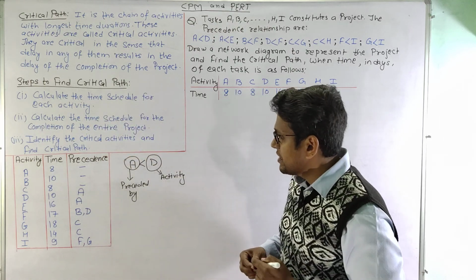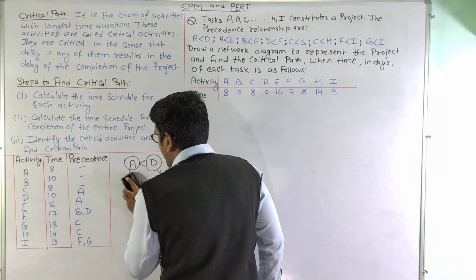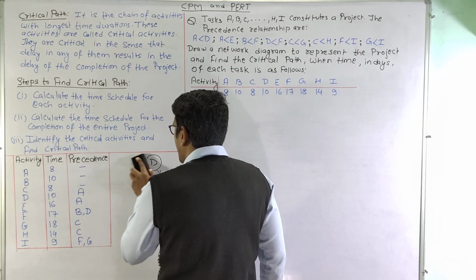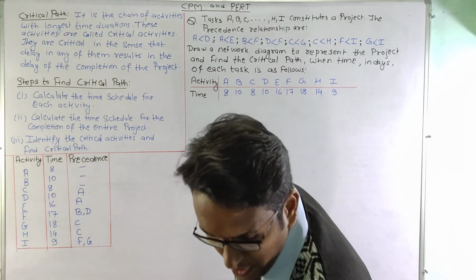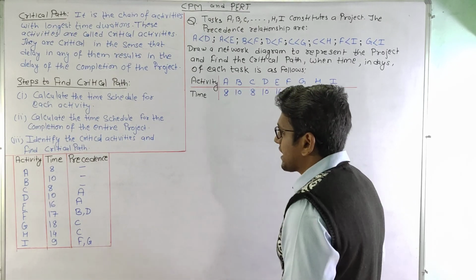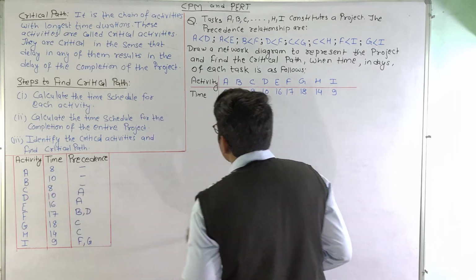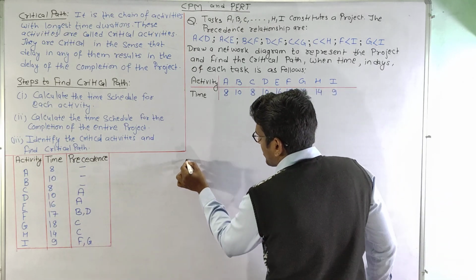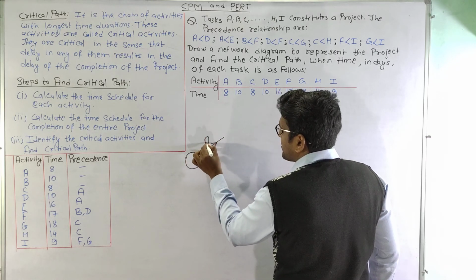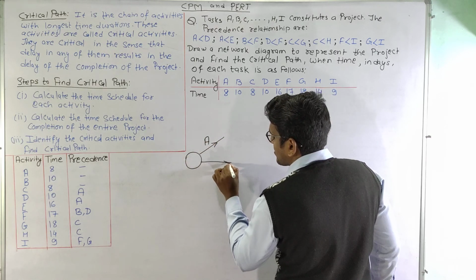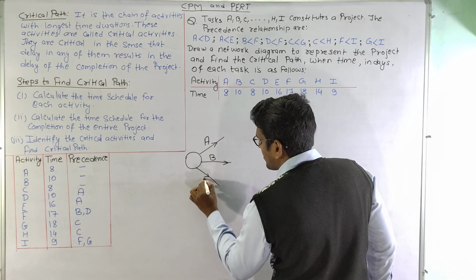So we have prepared the table to find out the precedence, and now let us construct the network diagram. So first of all we need to find out the unpreceded activities. So we can see here activity A, B and C are unpreceded activities. So we will start this from activity A. This is activity A, this is activity B, and this is activity C.